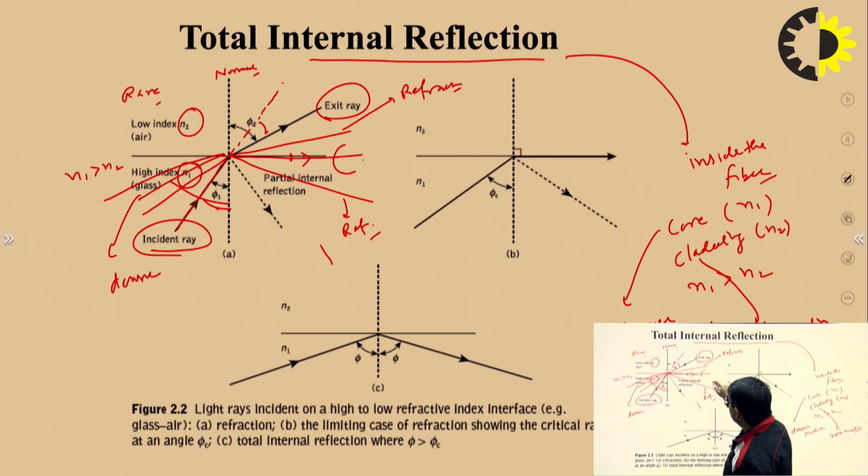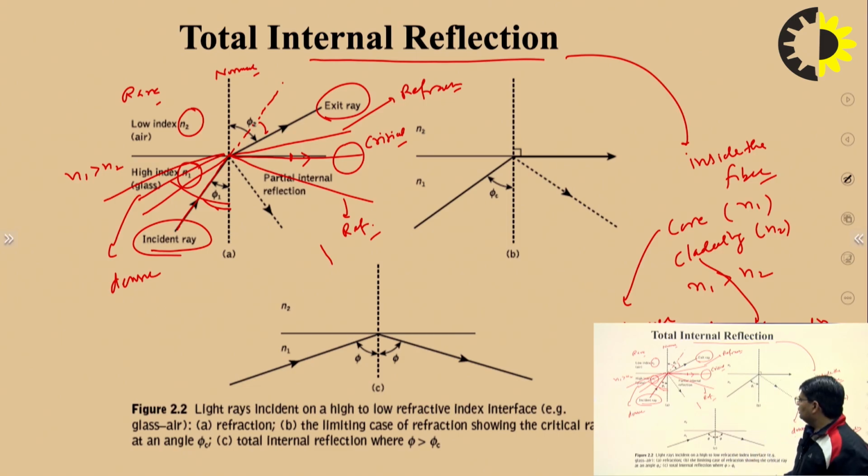So this point is the critical case. The angle of incidence where the angle in medium 2 becomes 90 degrees and the exit ray is at the core cladding interface is the critical condition, and this angle becomes the critical angle.